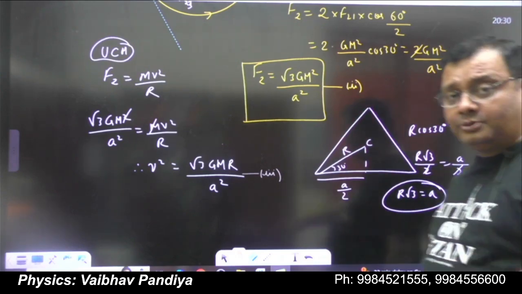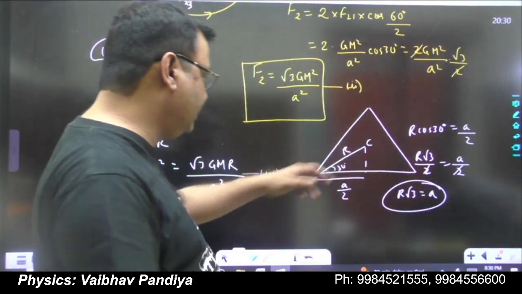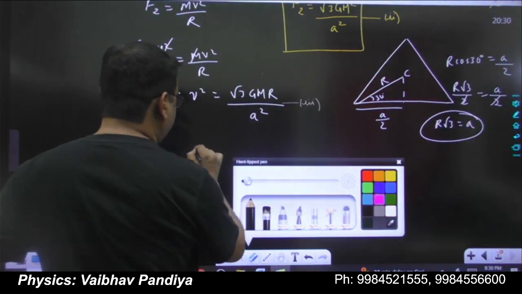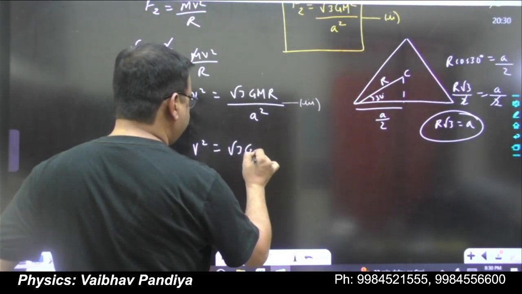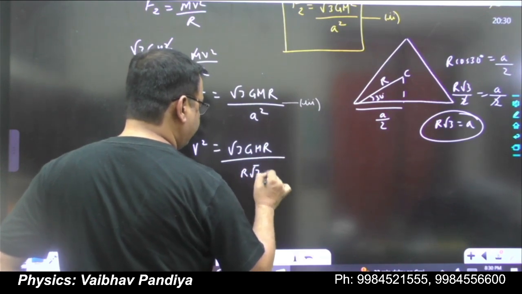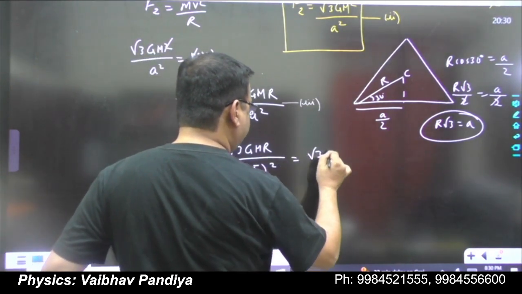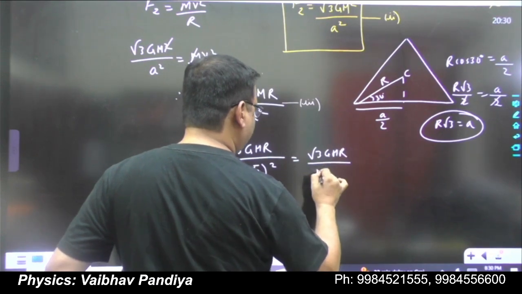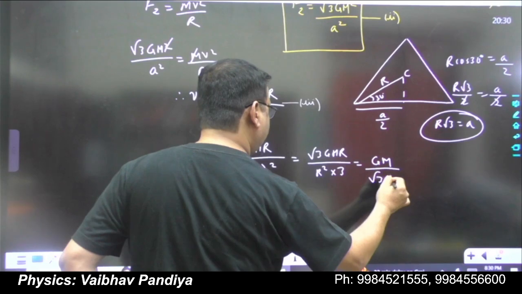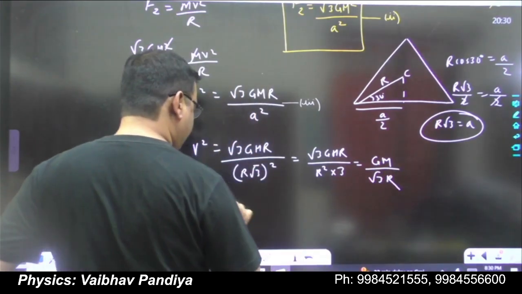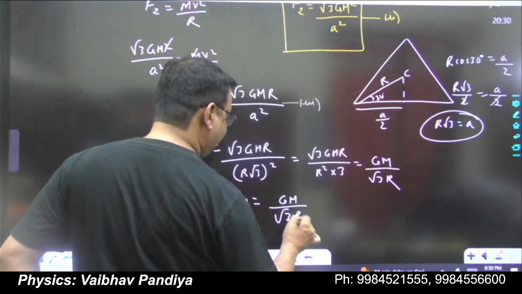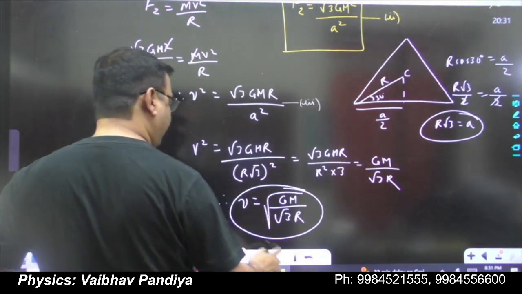So if you want to get the answer in terms of the radius, in place of a, put r root 3. So we'll get v square as root 3 G m r divided by r root 3 whole square. So we'll get root 3 G m r by r square into 3. So we'll get G m by root 3 r. So this came to be v square. So the speed will come to be the square root of G m by root 3 times r. This is the speed of the particle, correct?